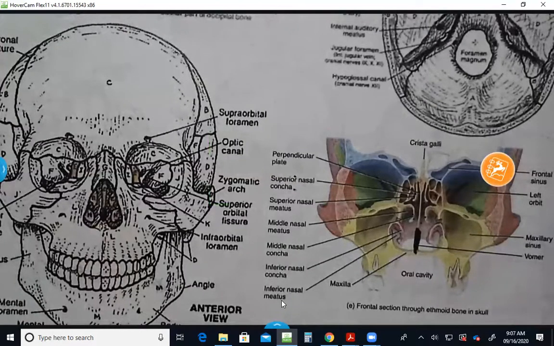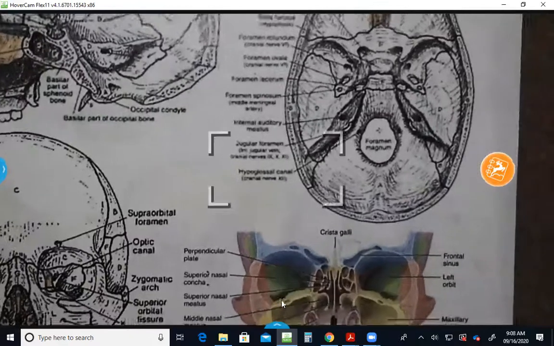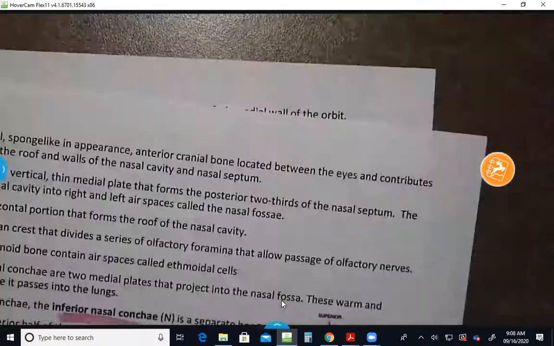Okay, any questions on those? Okay, those are all internal nose bones.